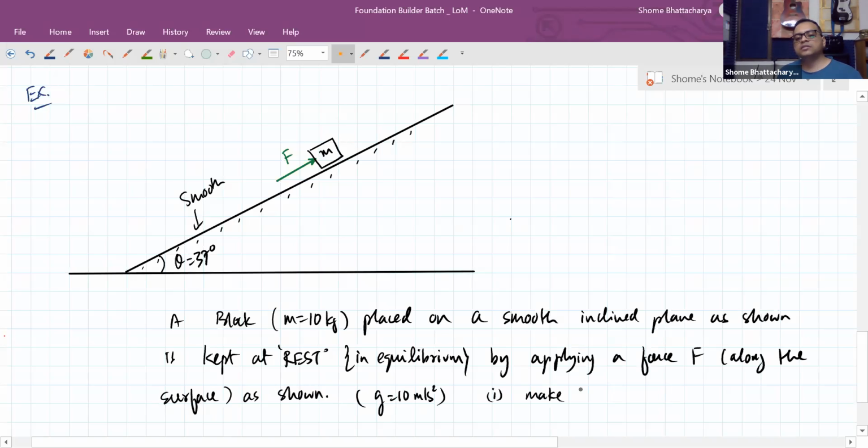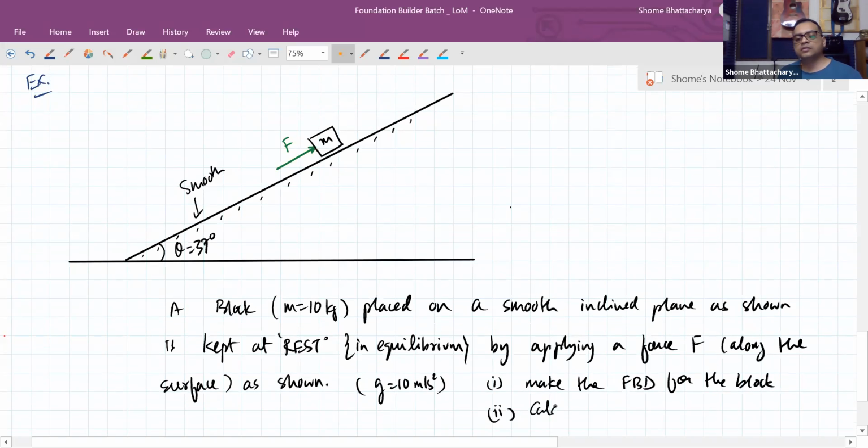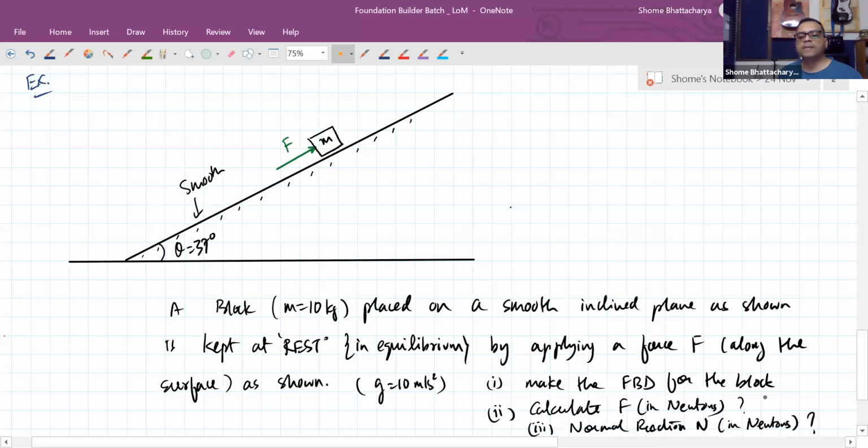So make the free body diagram for the block. And from that calculate F in newtons. And also calculate the normal reaction in newtons on the block. Okay, so just work this out quickly, people.